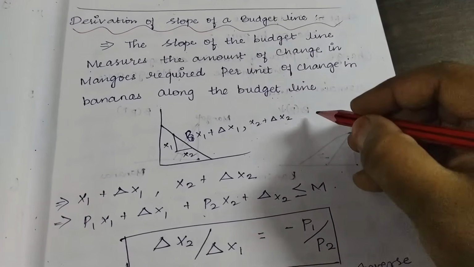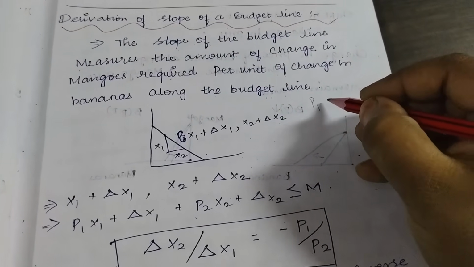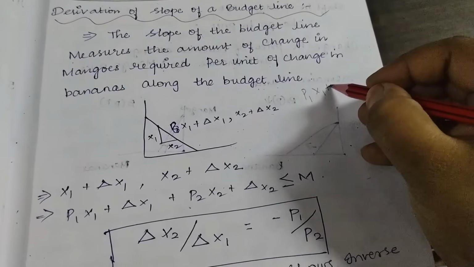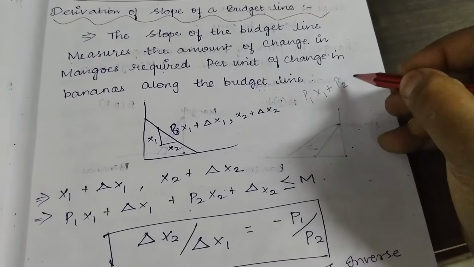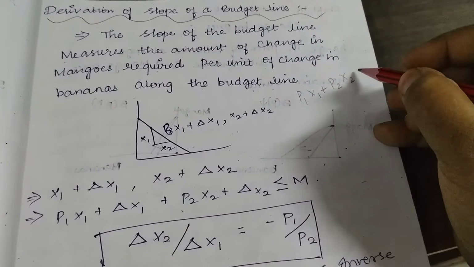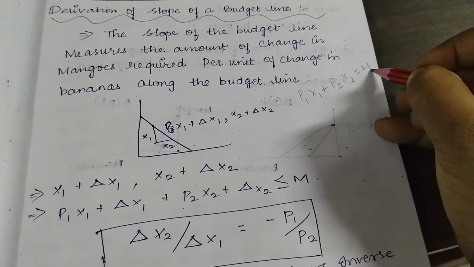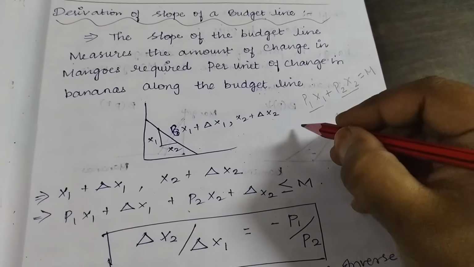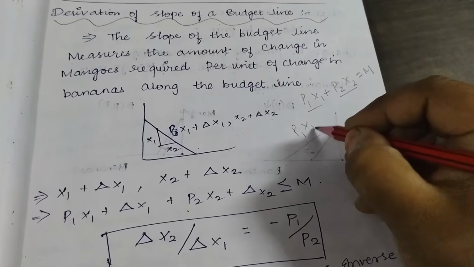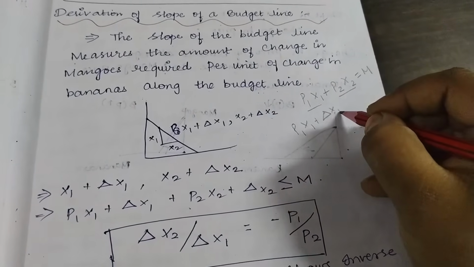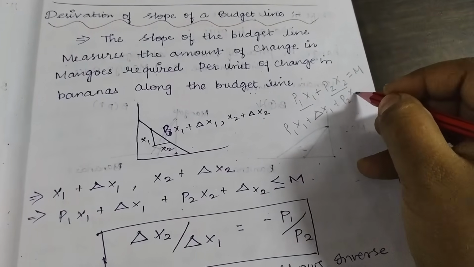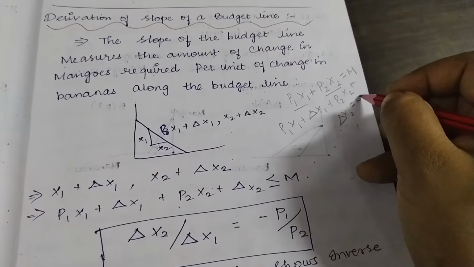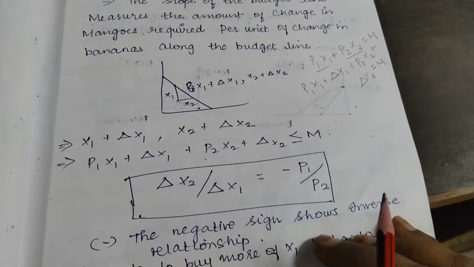So if there is any change, for example, P1 is the price of bananas, X1 is the quantity of bananas, P2 is the price of mango, X2 is the quantity of mango, the total should be equal to income. If there is any change in bananas, automatically there will be a change in mangoes. So P1 X1 plus change in X1, plus P2 X2 plus change in X2, should be less than or equal to income.